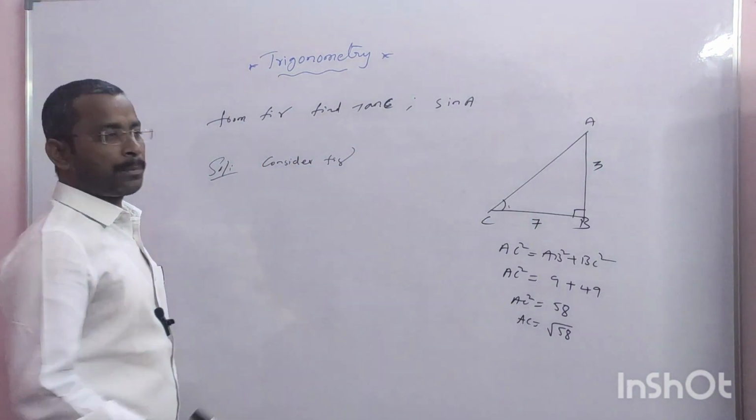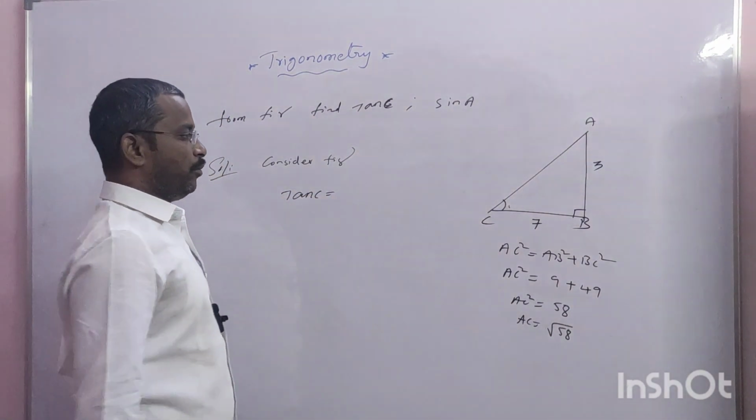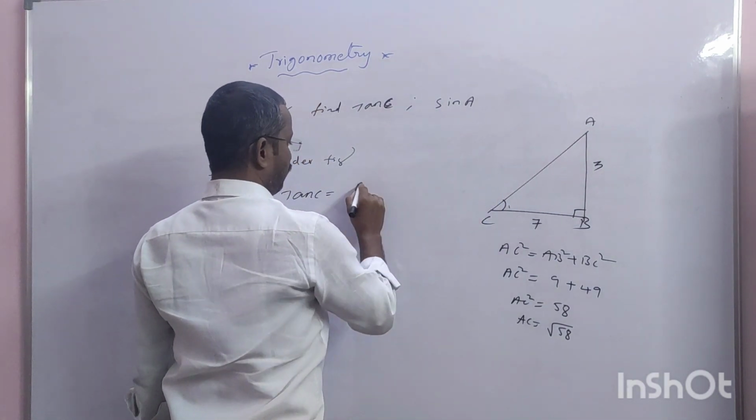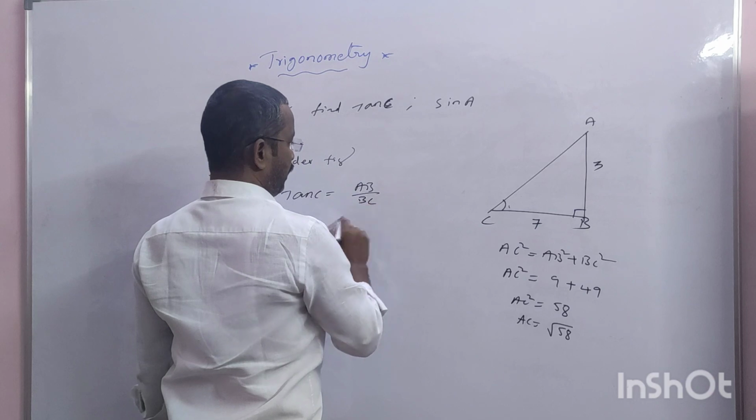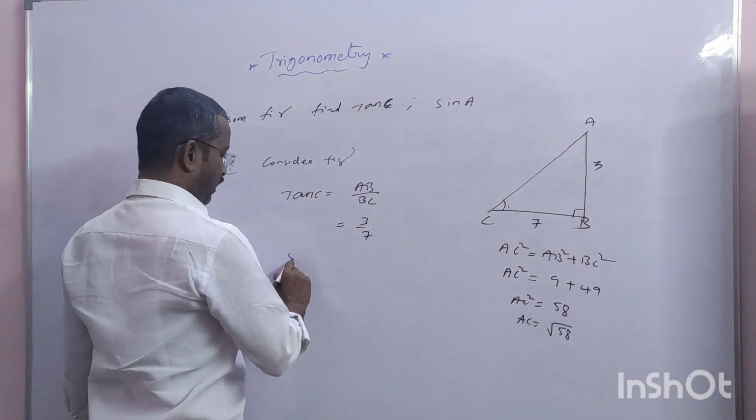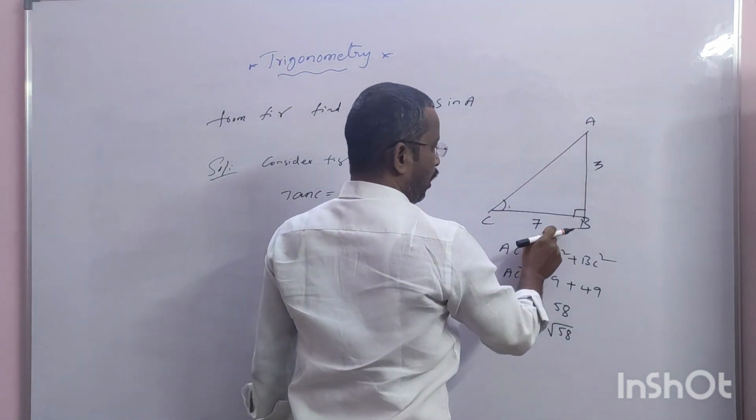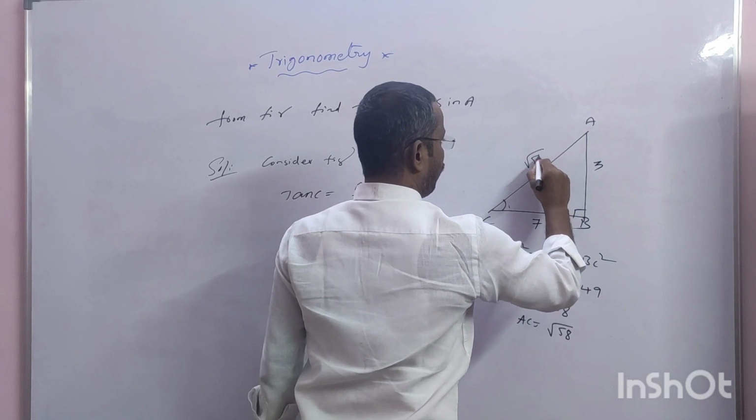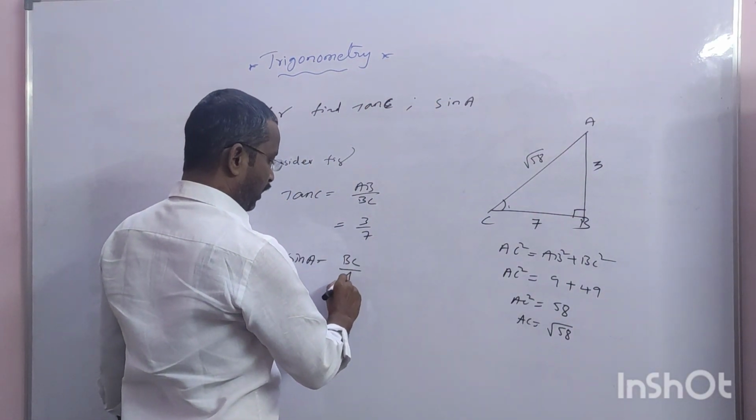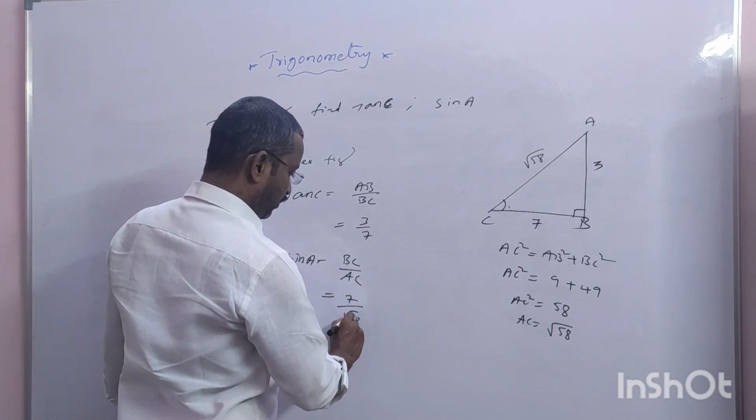Consider the figure. Tan C is equal to, what do you mean by tan C? Opposite by adjacent. So what is the opposite? AB. Adjacent is BC. So 3 by 7. What does he want? Sin A. Sin A, your location is here. Sin A is opposite by hypotenuse. What is your hypotenuse? Root 58. So BC by AC. What is your BC? 7. What is the other one? Root 58.